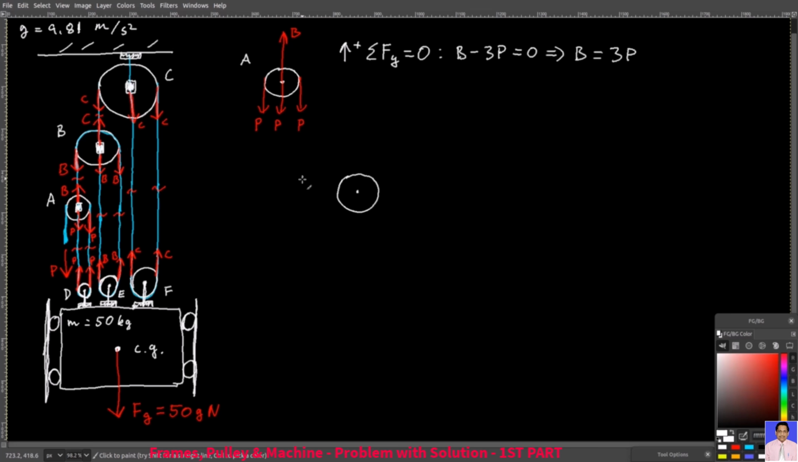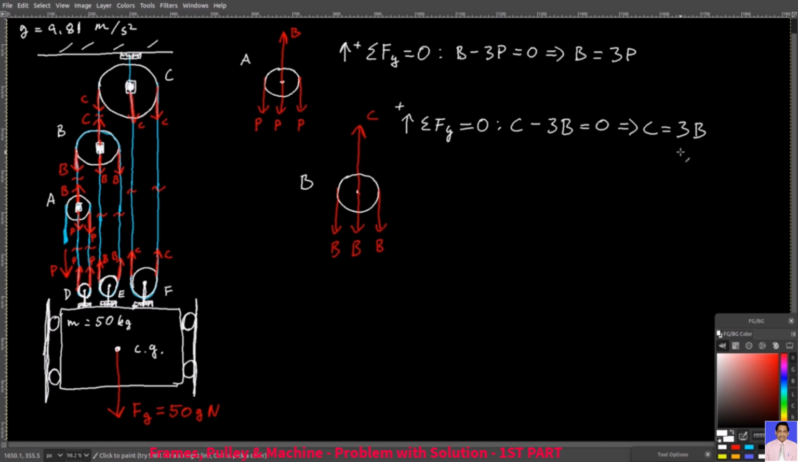Let's do the same thing for pulley B. You have 3 B forces here and 1 C force here. So all the forces in the y direction have to be 0. So you have C minus 3 times B, that's 0.